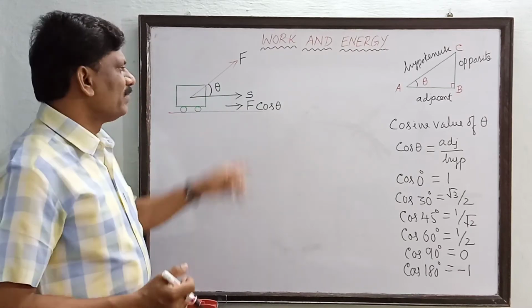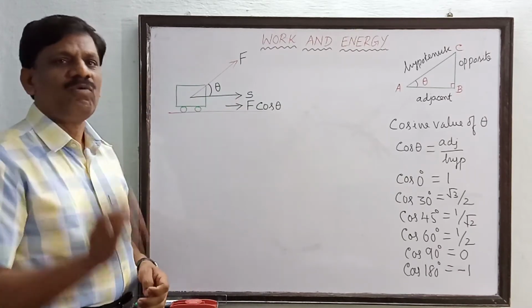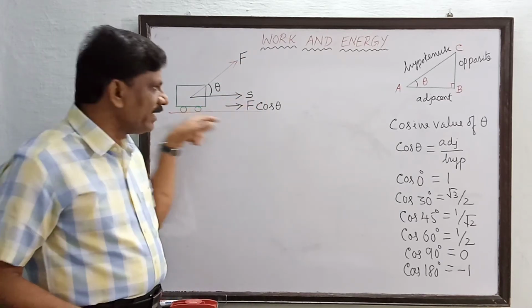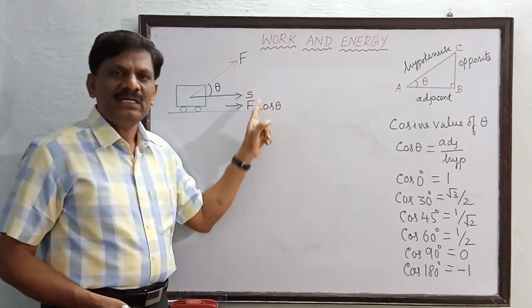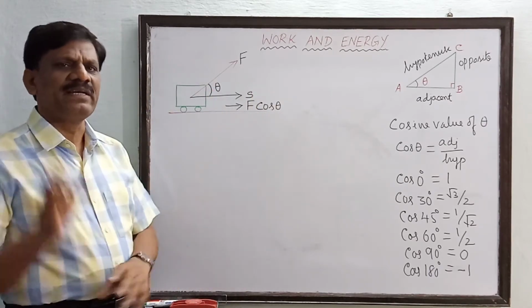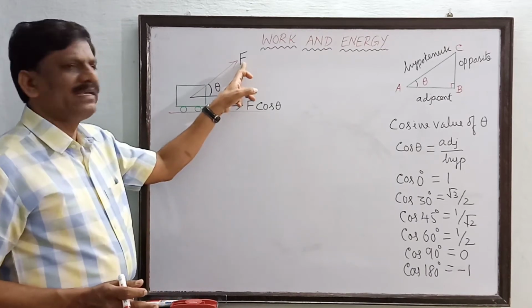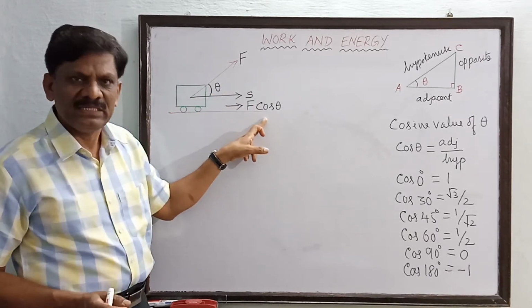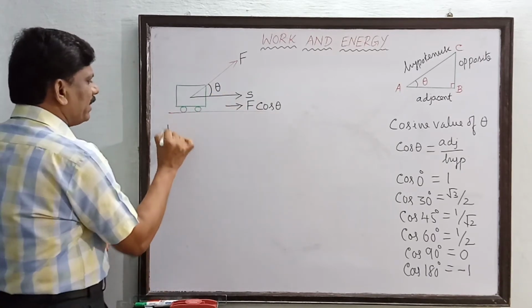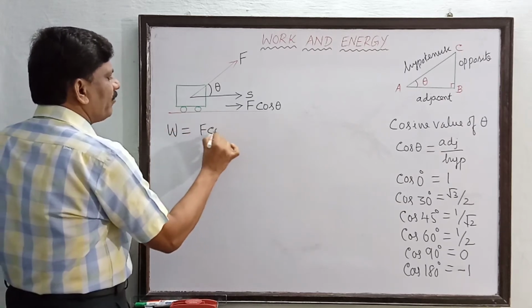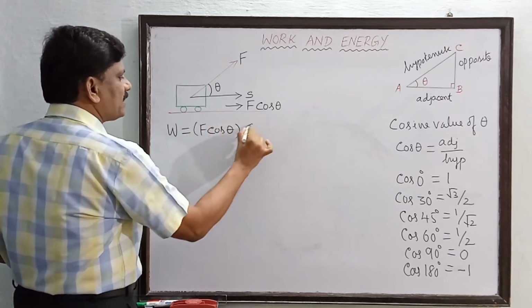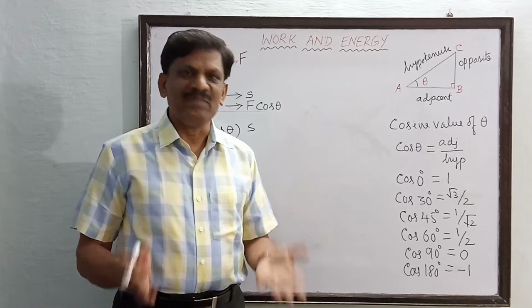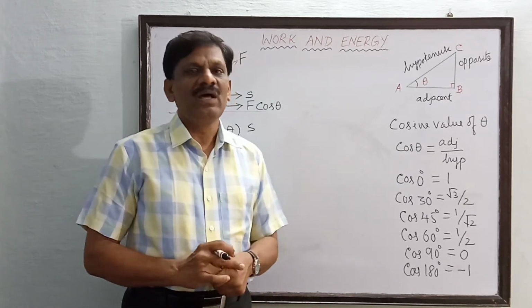Okay, students. So from this picture, the actual force acting on the body is F Newton, and the displacement produced along the x-axis is S. But a certain component of the force is acting along the direction of the displacement, that is equal to F into cos of this theta. Understand? So now here work done W is equal to F cos theta into S. So depending upon the value of cos theta, the work done may be positive or negative or even zero.